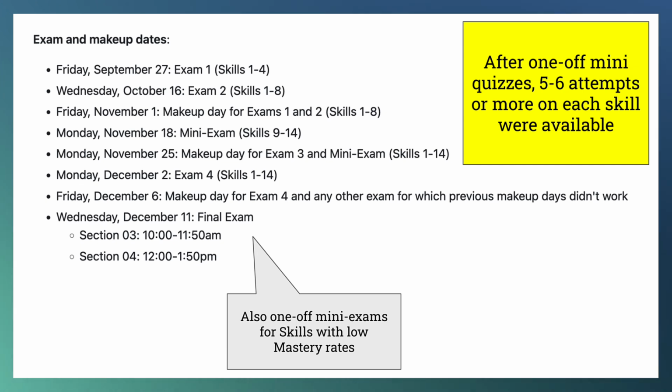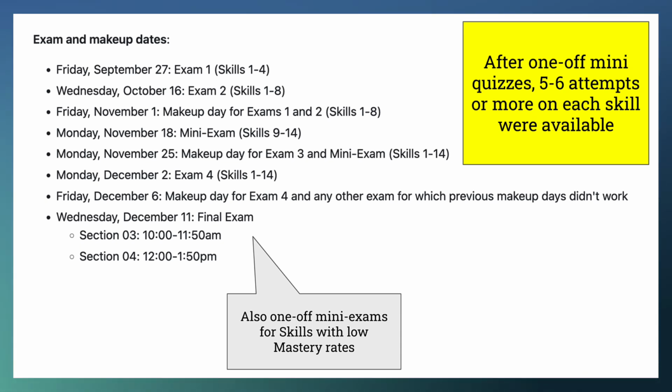In all, after you count all the one-off quizzes, each skill had at least 5 to 6 attempts available to it throughout the semester. And so this is more than enough for a student to practice and get feedback and iterate through a process of getting to be very, very good at each one of these skills. So that's how basic skills were handled.